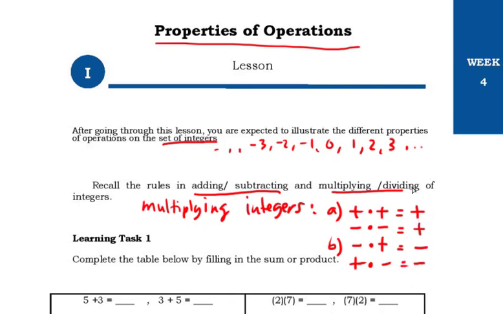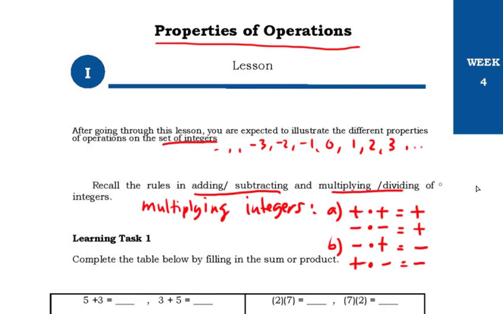The same po naman sa pagdi-divide. If you divide two positive, the result is positive. If you divide two negative, the answer is positive. And if you divide different signs, the answer is always a negative number. So yan po ang sa division and multiplication.